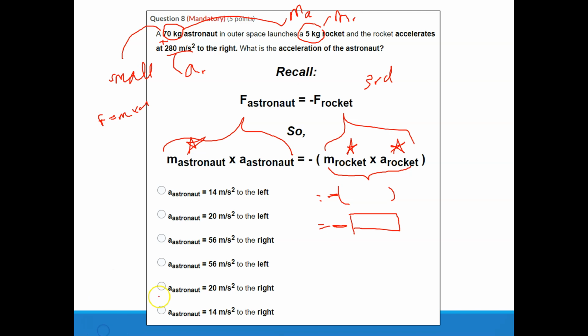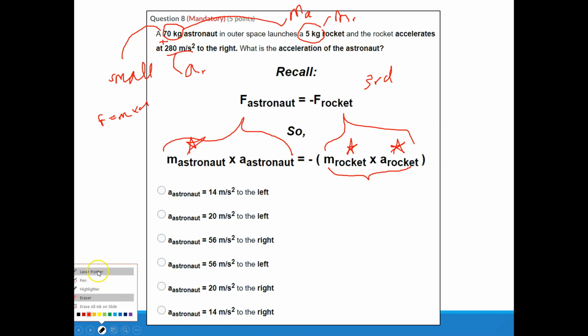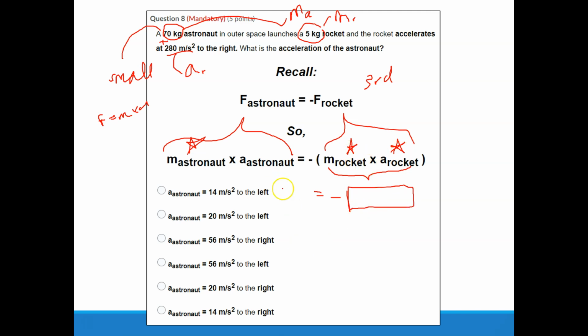Sorry, let me erase that. Just clean it up a little bit. All right, so again, this is going to equal negative whatever you get in this part right here. Again, 5 times 280.